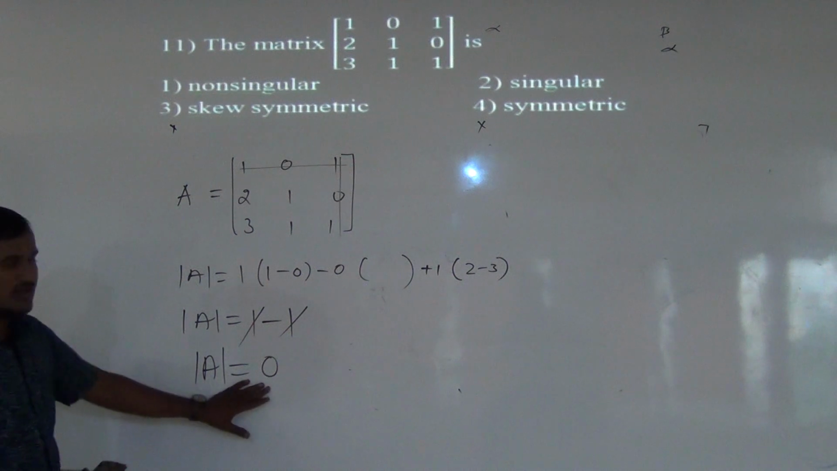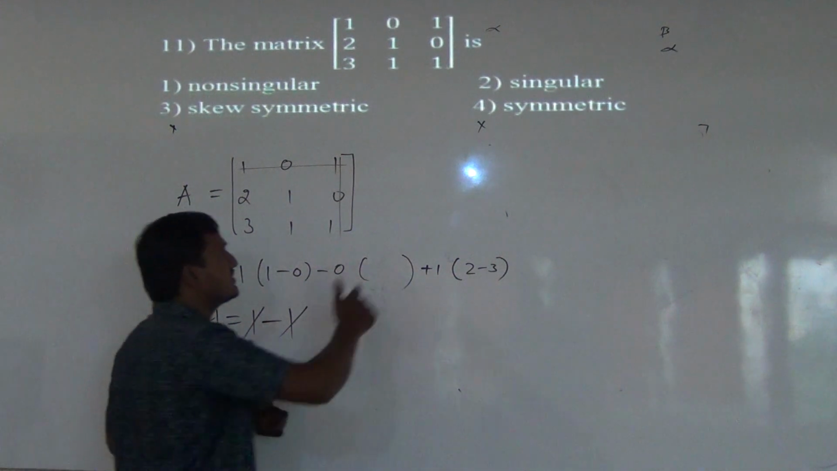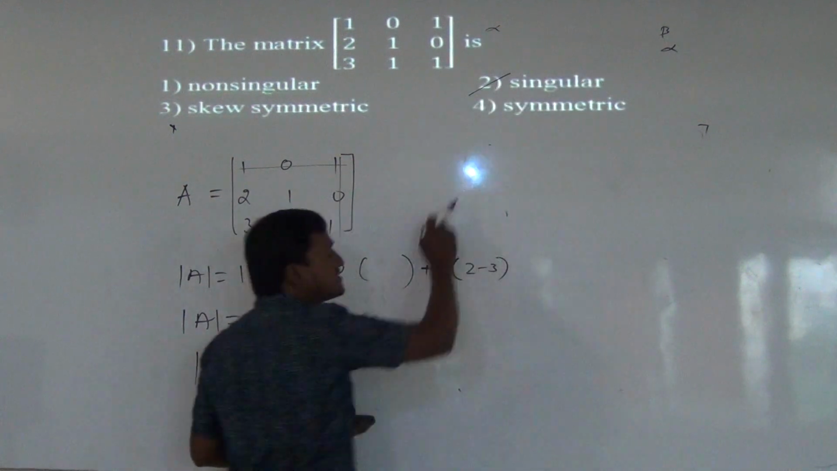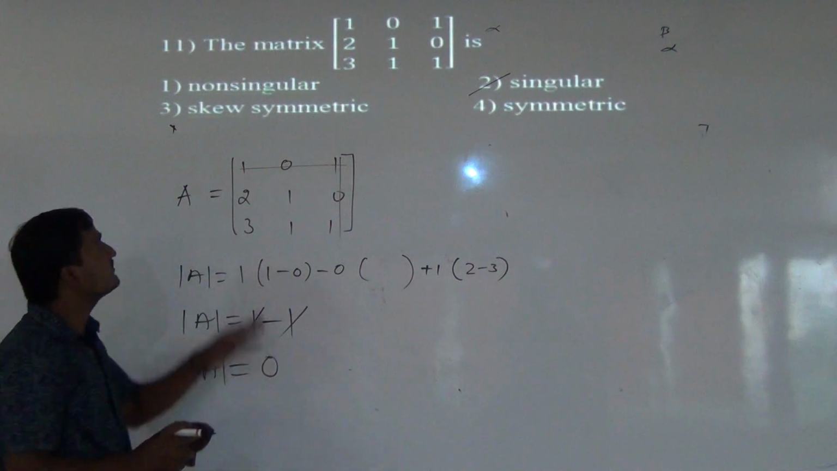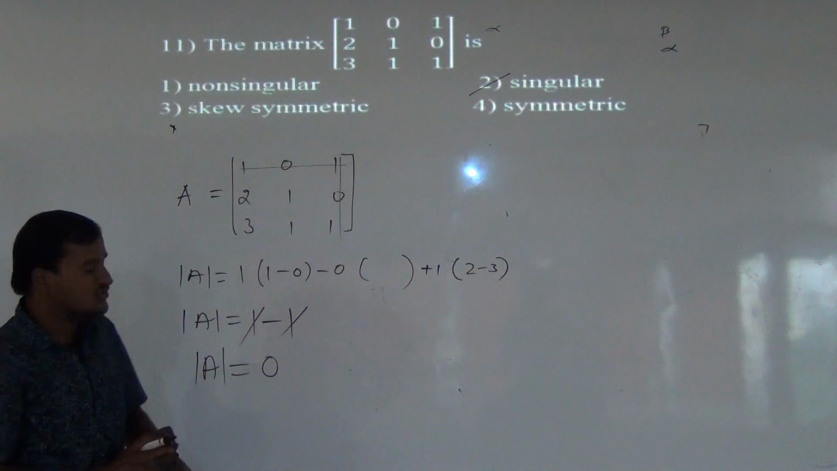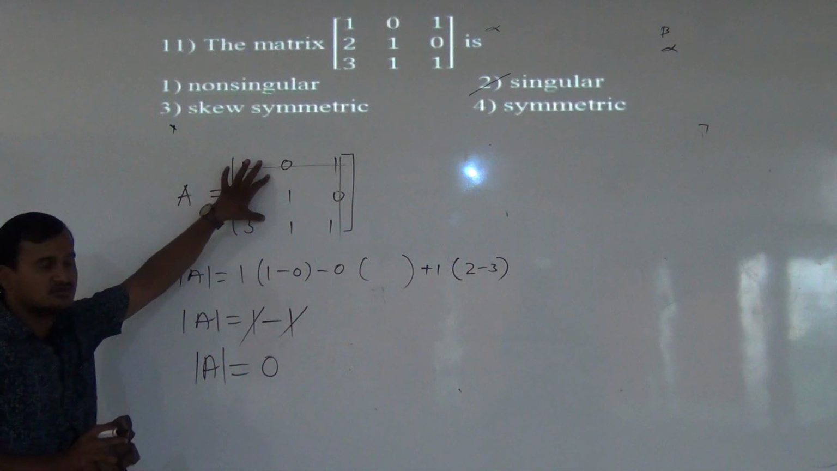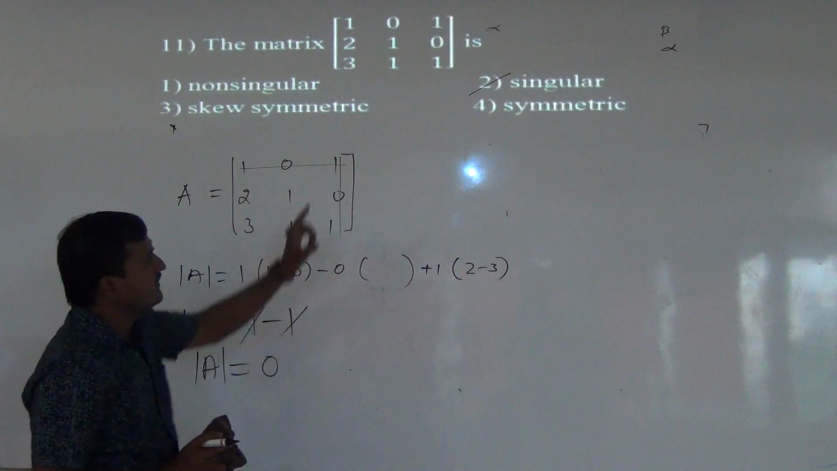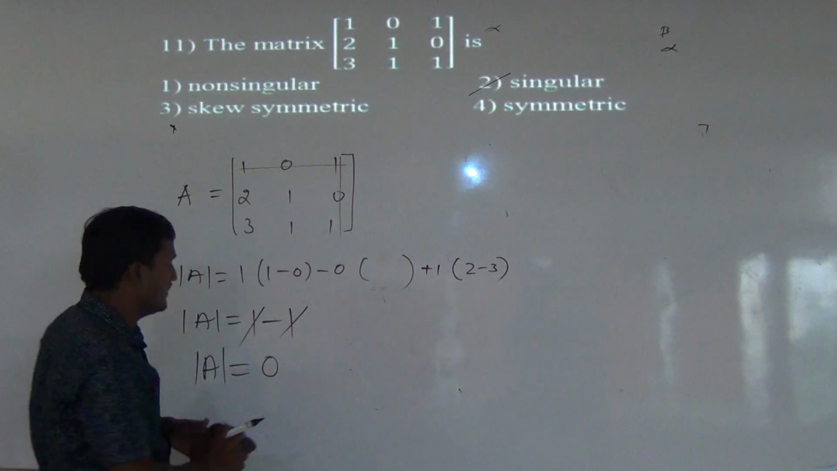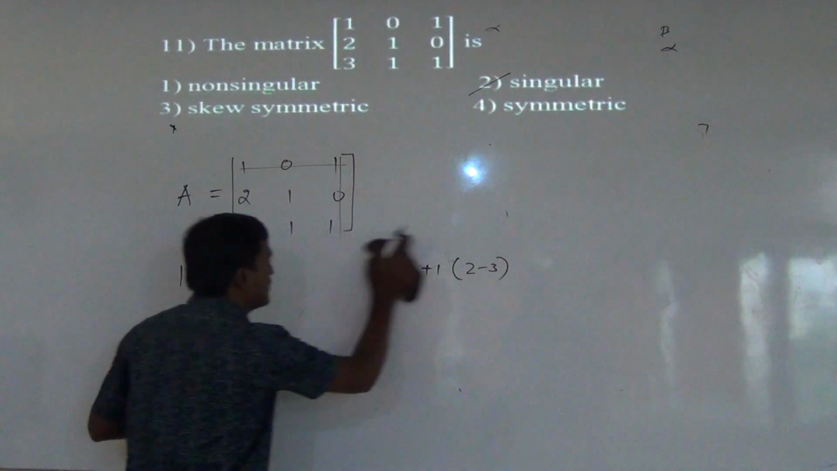If determinant of A equal to 0, then such a matrix is called a singular matrix, right? If determinant of A is not equal to 0, then such a matrix is called a non-singular matrix. So in this problem, the value of the determinant equals 0, therefore your answer is singular, right? Next, we will go for the next question.